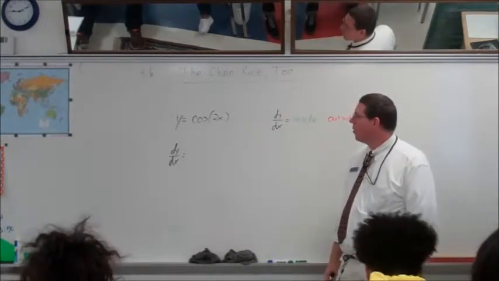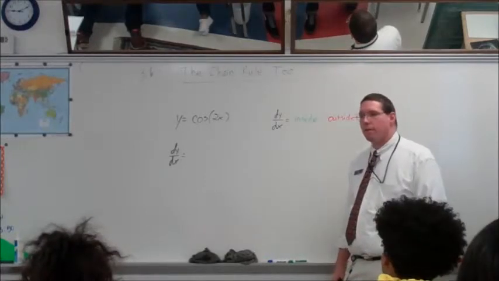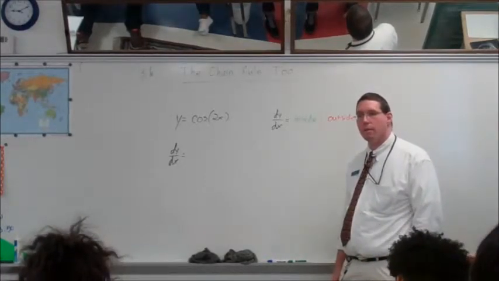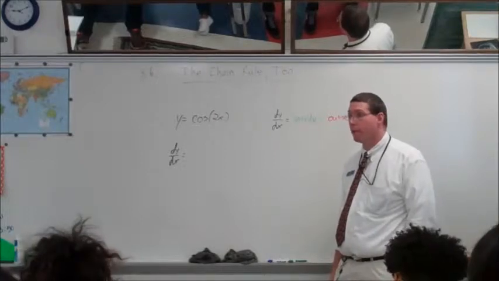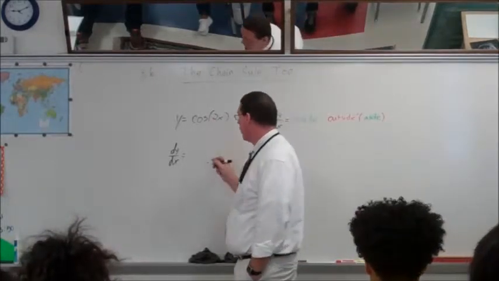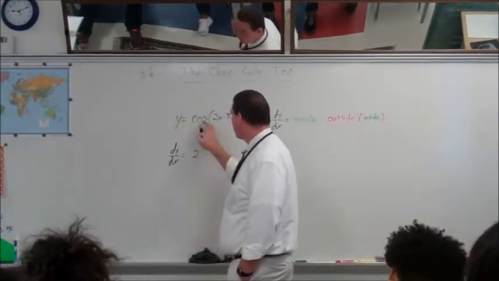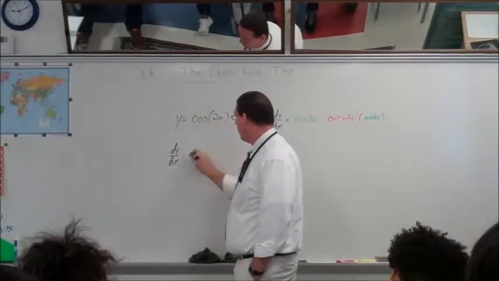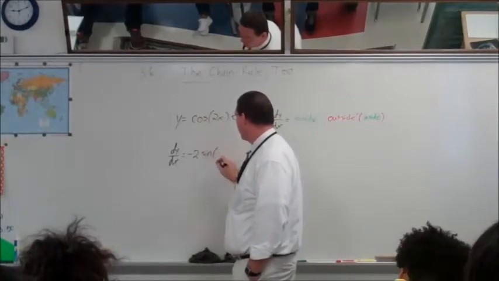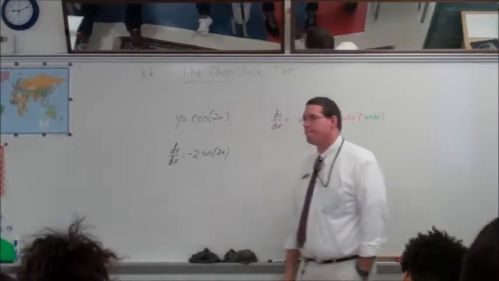All right, folks. What did you get for this? Negative 2 sine 2x. Same. Yep. What's the derivative of the inside? 2. What's the derivative of the outside? Negative sine. And then we have to leave the inside unchanged, right?